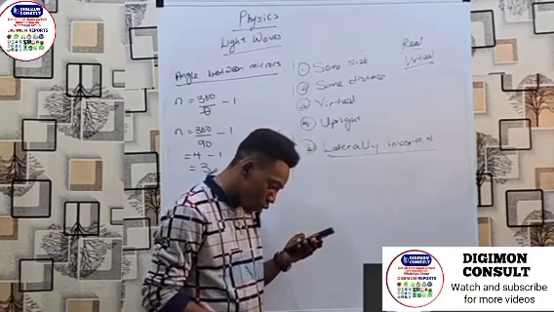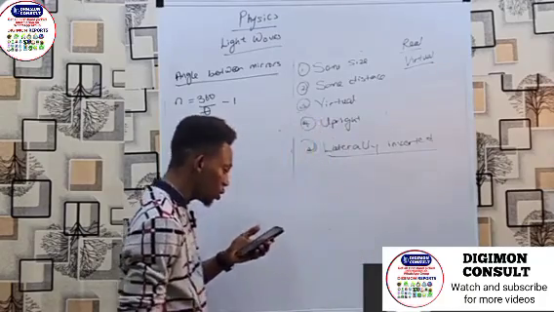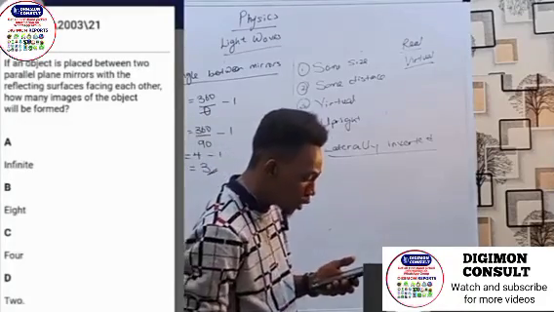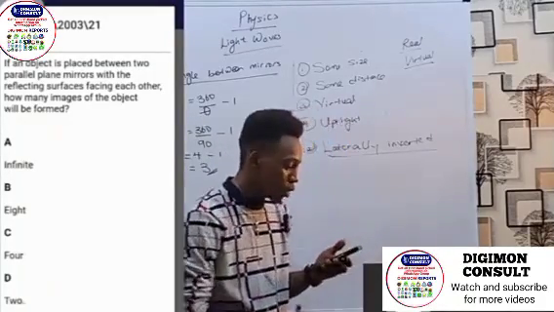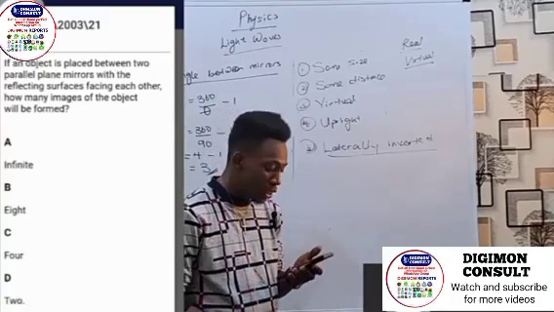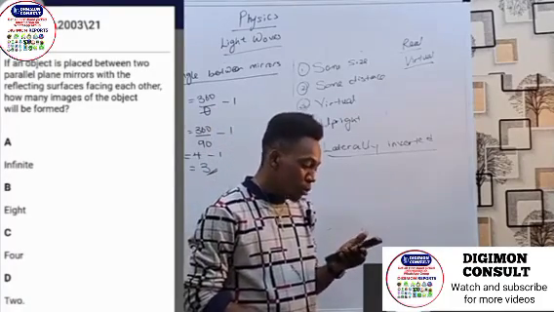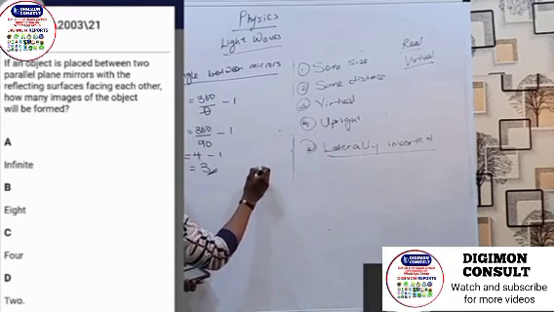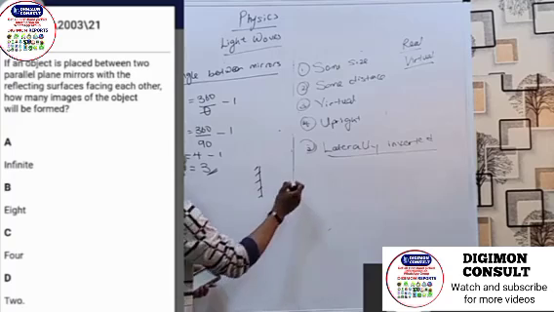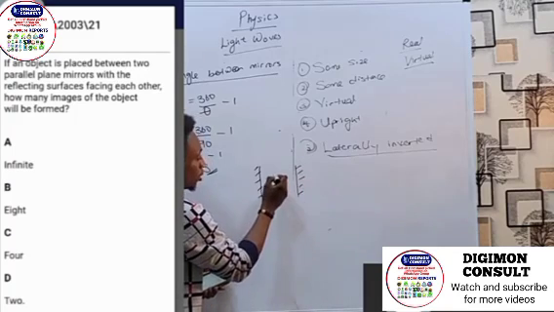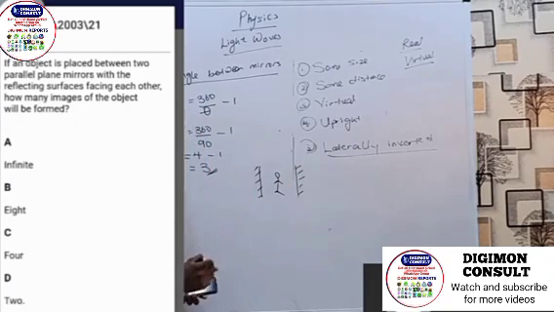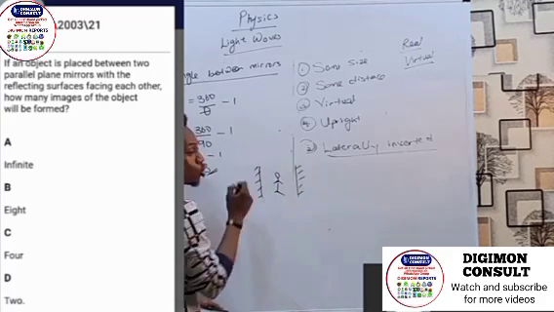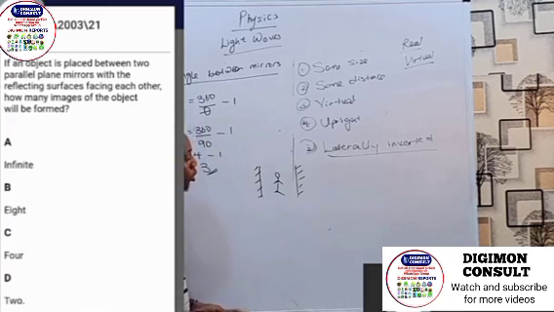Now, this question is quite simple. This question states, in 2003, question 21: if an object is placed between two parallel plane mirrors with the reflecting surfaces facing each other, how many images of the object will be formed? Now, in this case, it's more like this, that we have a mirror here and another mirror here, and the person is standing right here. Now with this, what is the angle between these two mirrors? That's the first trick of the question.